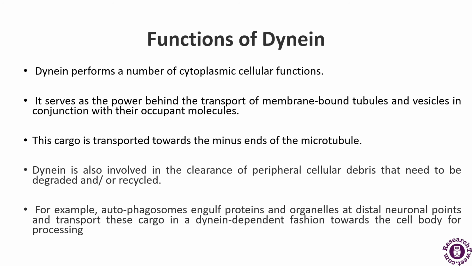It can thus pull the cytoskeleton of microtubules towards a T cell immunological synapse, or it can pull the cytoskeleton of microtubules in migrating fibroblasts and neurons towards the leading edge. So these were all about the functions of the dynein.